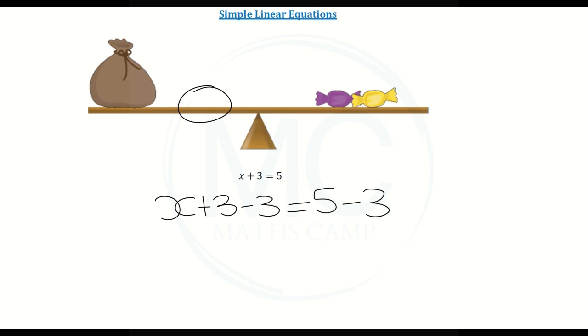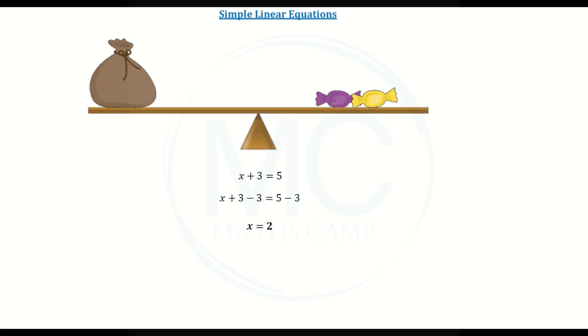Now we can simplify this equation. We have x. Then we have 3 minus 3, which is 0. So these two values cancel out. Now we have our equal sign. On the right-hand side, 5 minus 3 gives us 2. So we can see that x is equal to 2. And in the scale up here, we can see that we have got a bag over here and 2 sweets over here. The scale is in balance. This tells us the bag must have 2 sweets inside it as well.